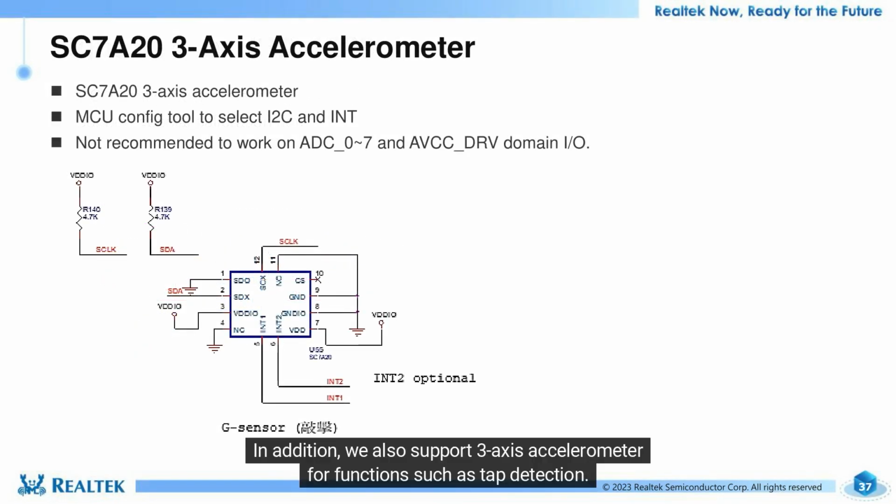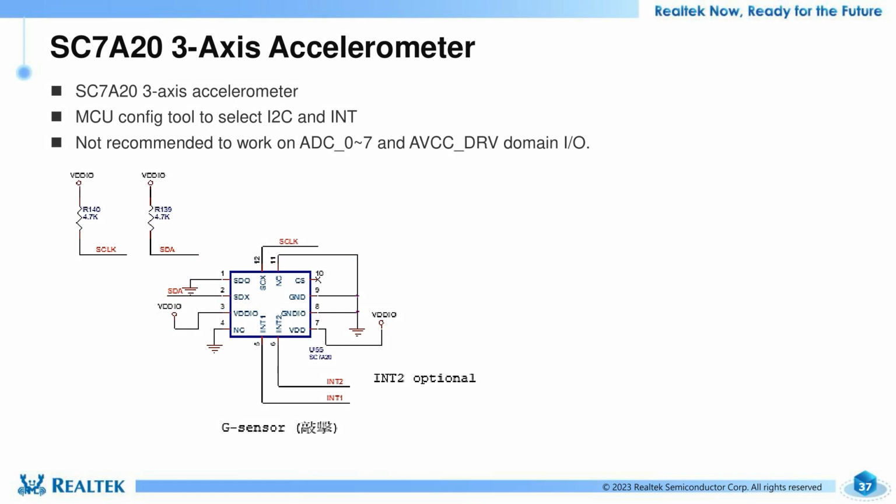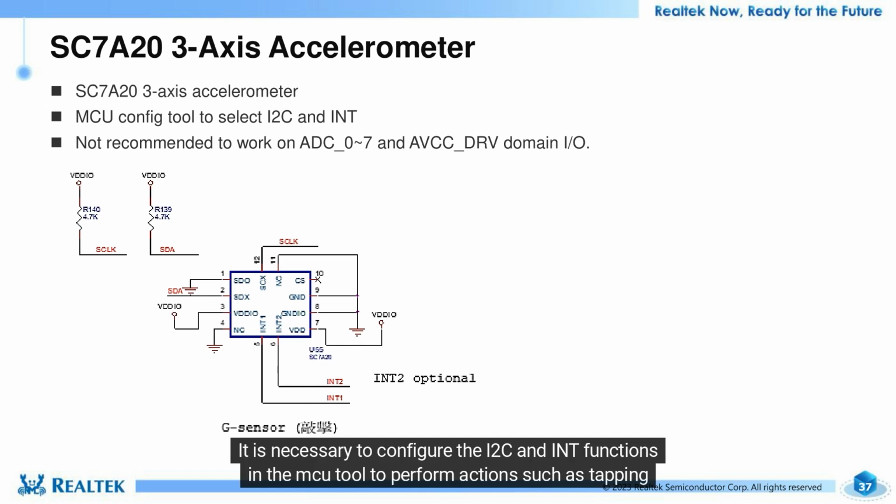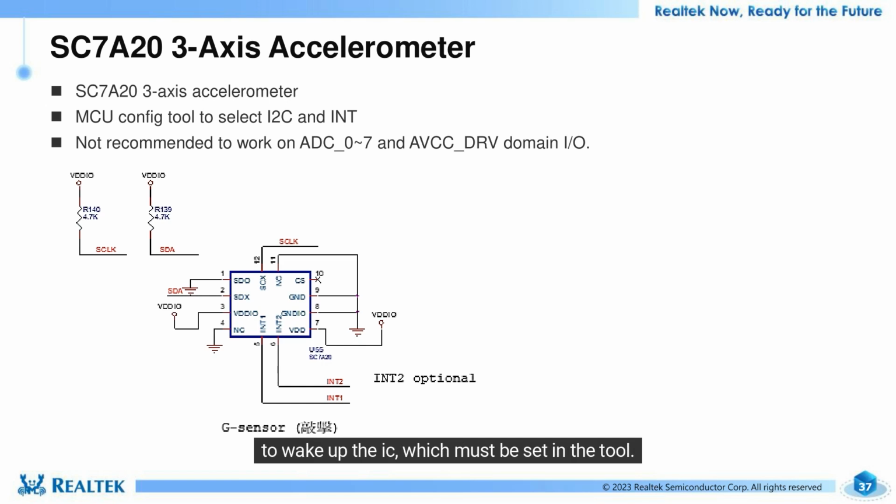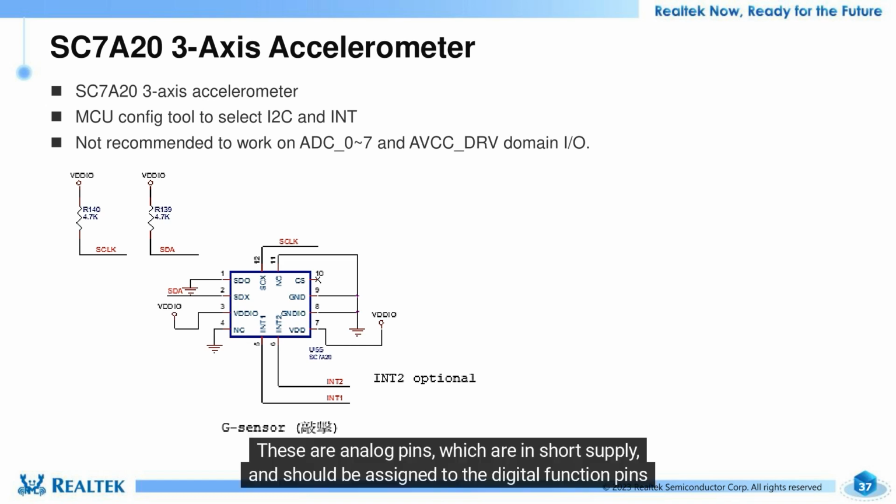In addition, we also support a 3-axis accelerometer for functions such as tap detection. It is necessary to configure the I2C and INT functions in the MCU tool to perform actions such as tapping to wake up the IC, which must be set in the tool. It is suggested that the I2C function should not be assigned to the ADC 0-4 pins. These are analog pins, which are in short supply, and should be assigned to the digital function pins first.